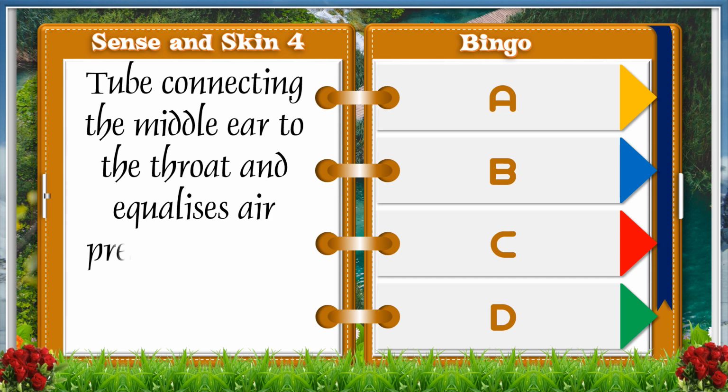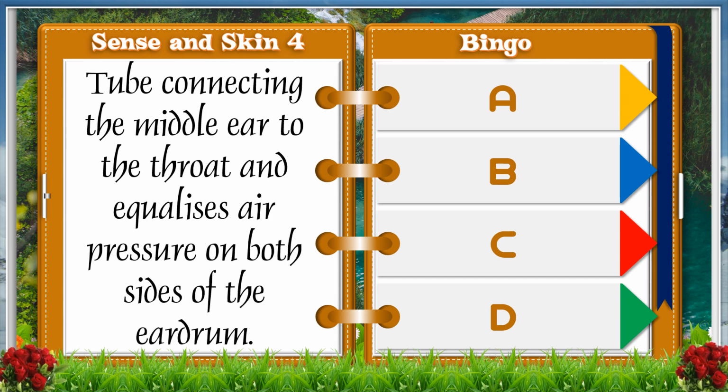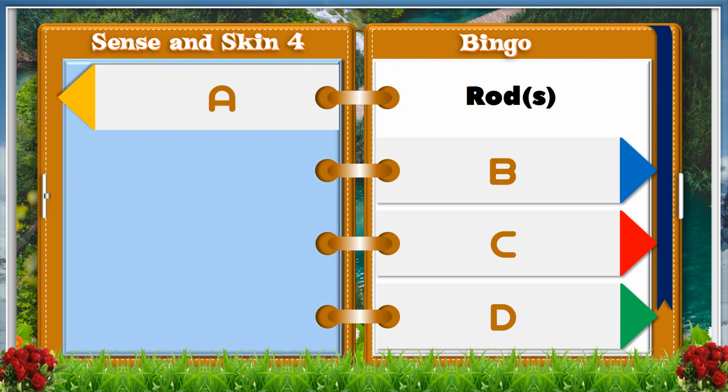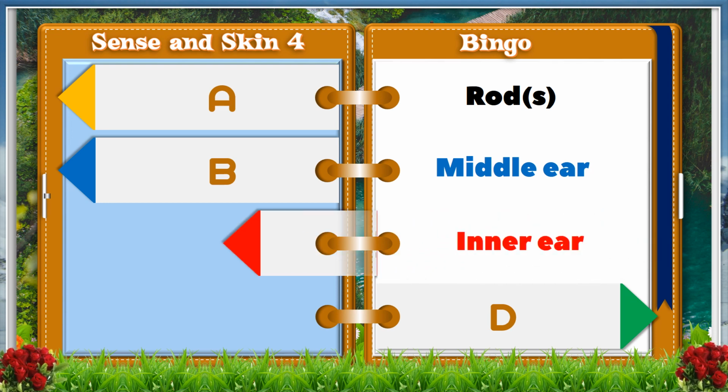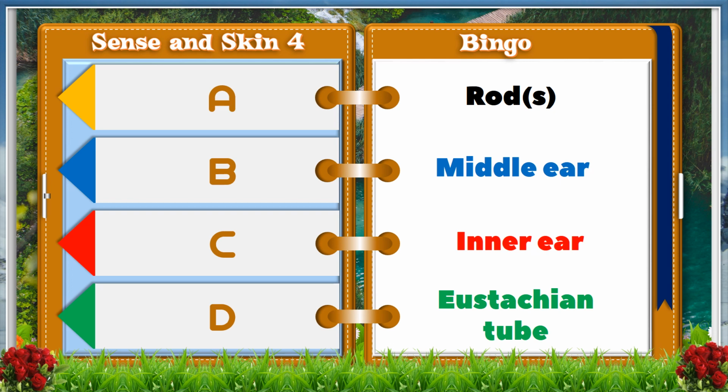Tube connecting the middle ear to the throat and equalizes air pressure on both sides of the eardrum. A. Rods. B. Middle ear. C. Inner ear. D. Eustachian tube. And the answer is D. Eustachian tube.